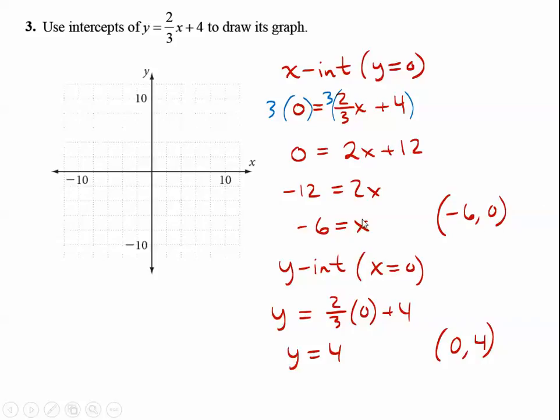Okay, let's graph them here. So again, 1, 2, 3, 4, 5, and we already get to 10. It's scaled by 2 again, but you guys get to make your own scale on your graph. So negative 6, 0 will be about right here. 0, 4 will be about right here. Again, straight line, arrows at the end, and we're good to go.